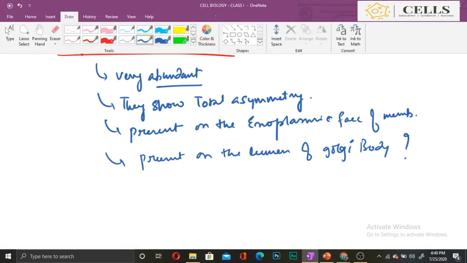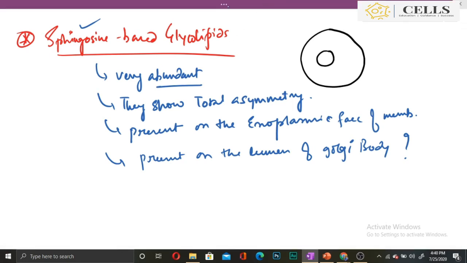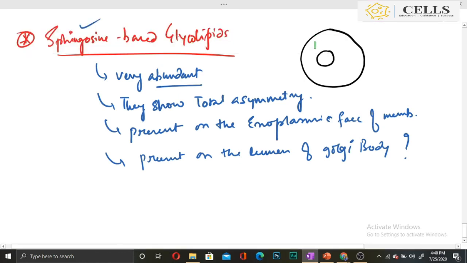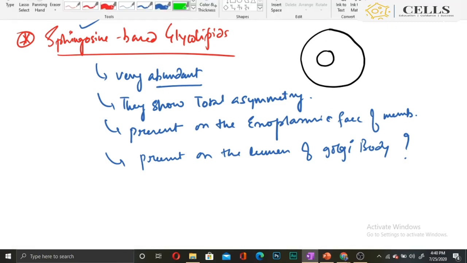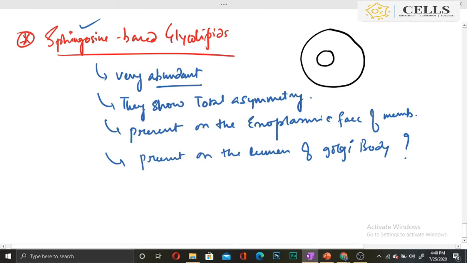ये बहुत अच्छा concept mind में एकदम पूरा बैठा लो. That is also very important. I'm telling this. Suppose this is a cell, and this is a particular vesicle, मान लो गोल्गी बॉडी का एक वेसिकल है. So suppose this is the environment of the cytosol, like this. This is the environment of the cytosol, right?